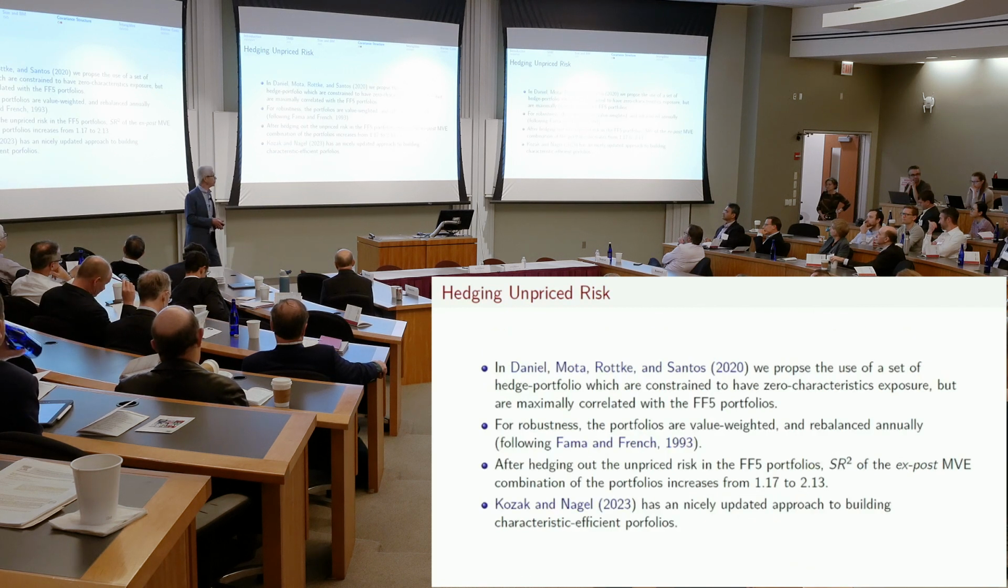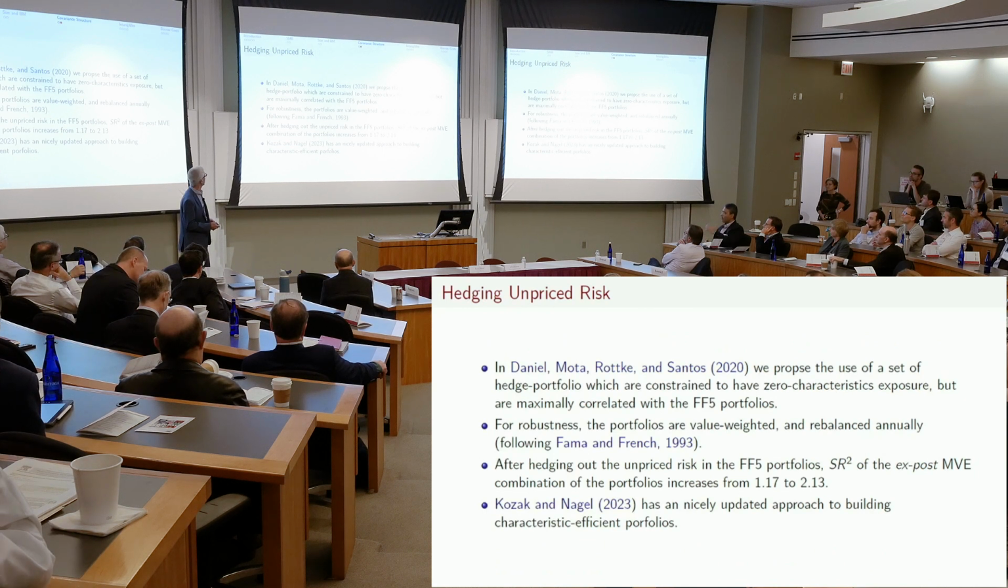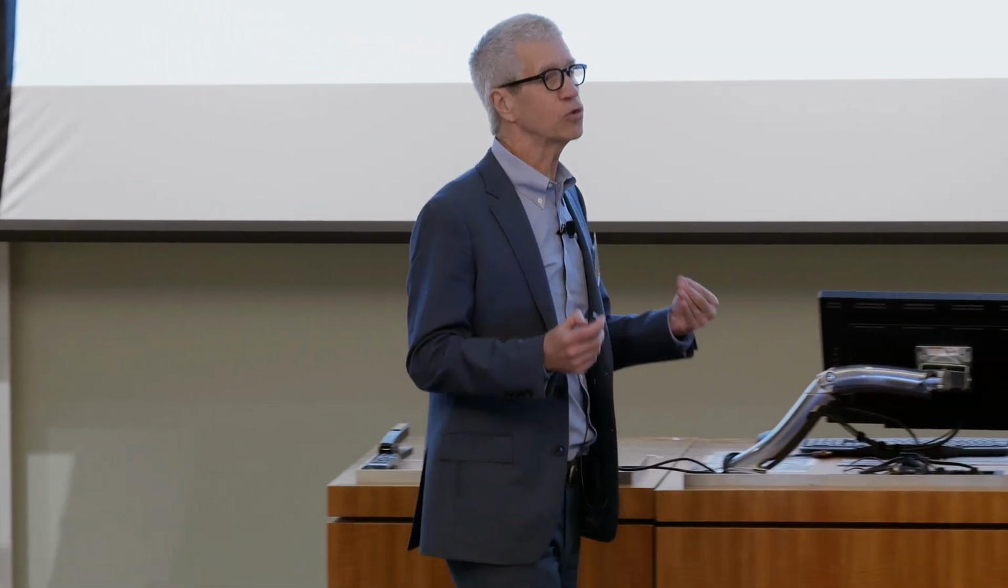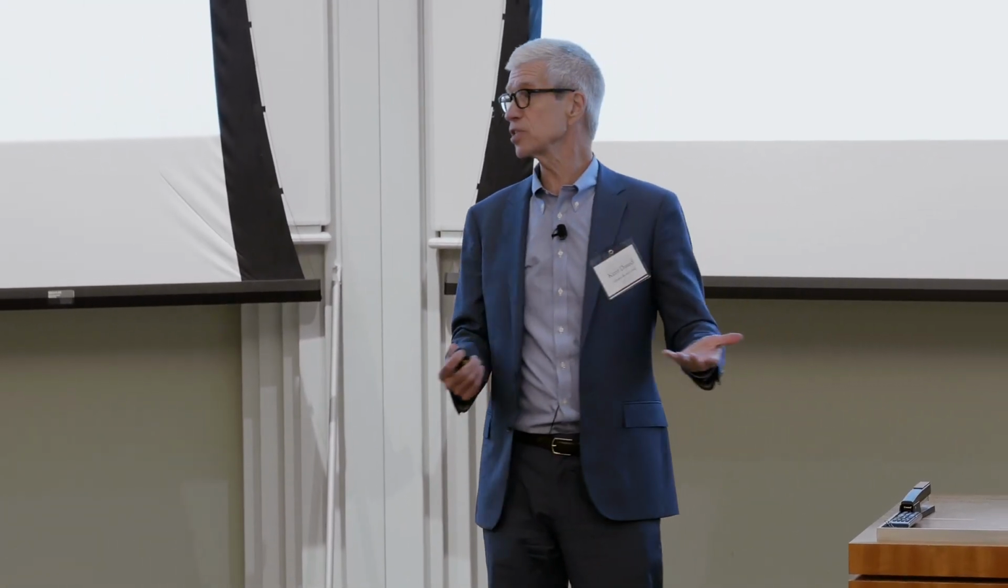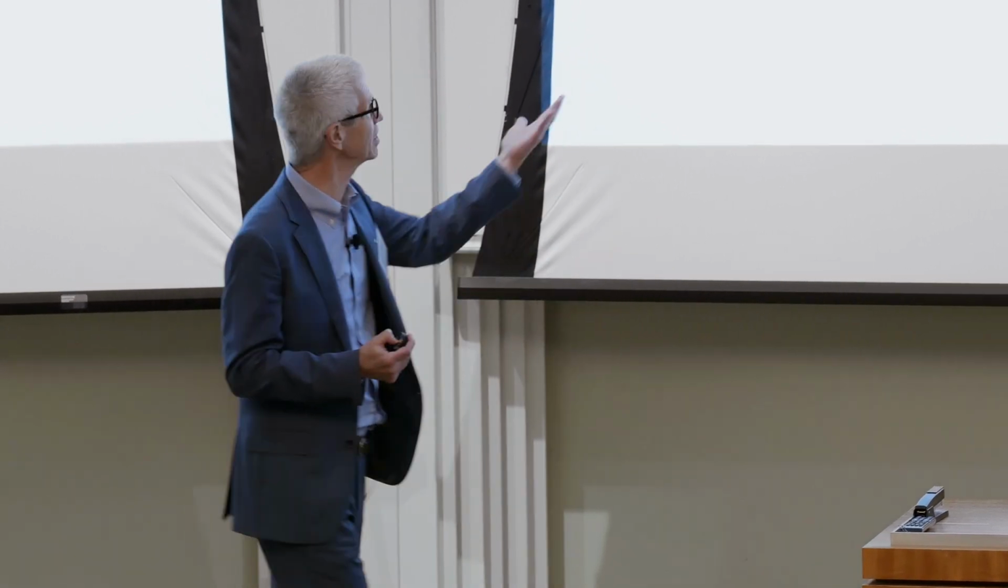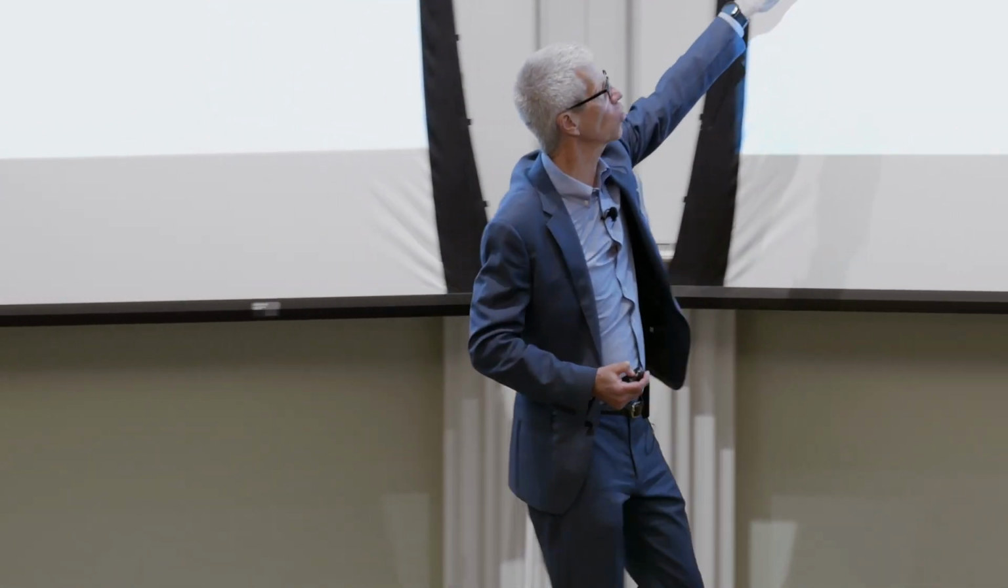We have a paper, myself and some colleagues, Tano Santos, who was a faculty member here for a few years. We propose the use of a set of hedge portfolios, which take the Fama French portfolios and try to hedge out the unpriced risk that results because the characteristics are correlated with unpriced factors. And we show if you can hedge that out, you improve the performance of these portfolios pretty dramatically.